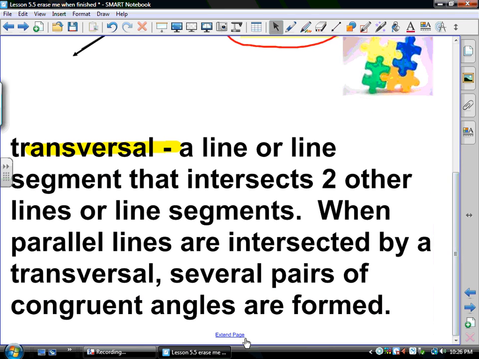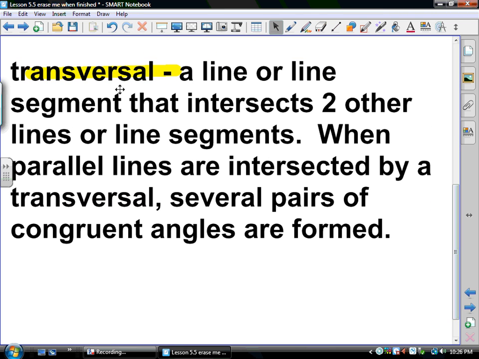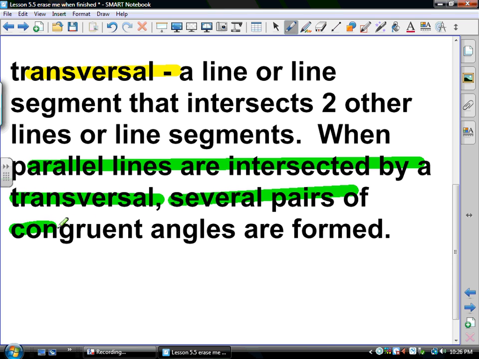So here's our official definition. A transversal is a line or line segment that intersects two other lines or line segments. The most important part for you to understand: when parallel lines are intersected by a bam transversal, several pairs of congruent angles are formed. When a transversal cuts through parallel lines, several pairs of congruent angles are formed.